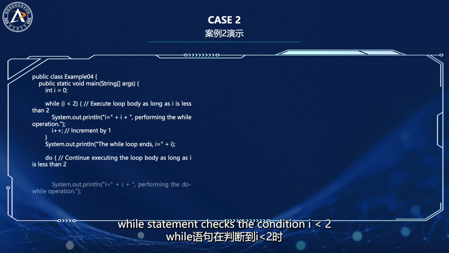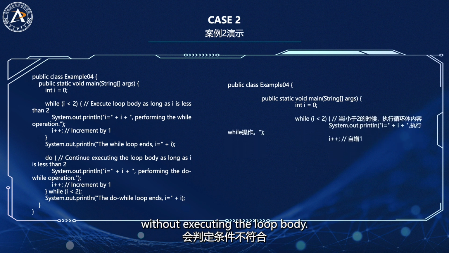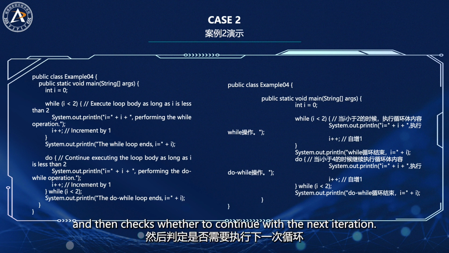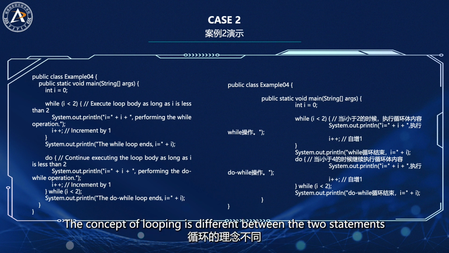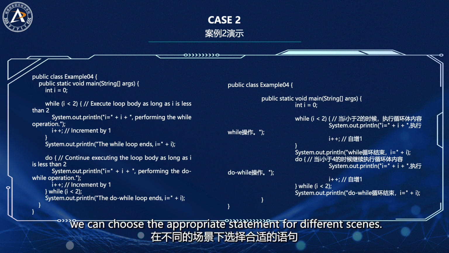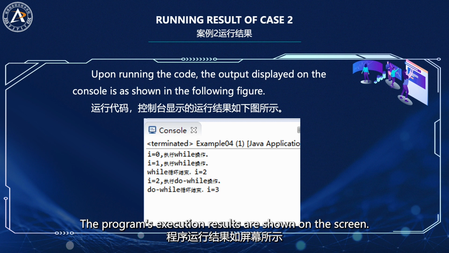The while statement checks the condition i < 2 and determines that it is not satisfied, so it exits the loop without executing the loop body. On the other hand, the do-while statement first executes the loop body and then checks whether to continue with the next iteration. The concept of looping is different between the two statements, and their usage varies accordingly. Based on their characteristics, we can choose the appropriate statement for different scenarios. The program's execution results are shown on the screen.